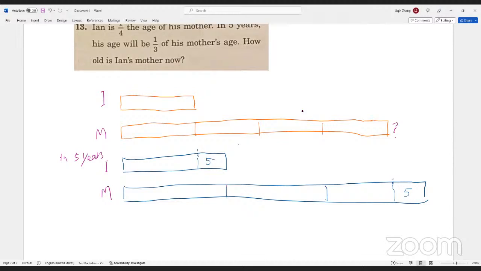So this is 1 unit, or we can see if this is the X, and this will be 1X, 2X, 3X, and 4X, right? And this is X plus 5, right? X plus 5, right? And this is X plus 5, right? X plus 5 and X plus 5, right?